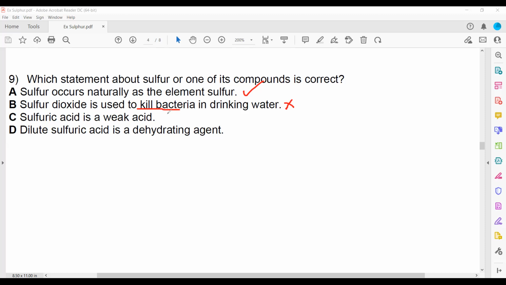Sulfur trioxide is a weak acid. That is also wrong. Dilute sulfuric acid is a dehydrating agent. Not dilute, it is concentrated sulfuric acid that is used as a dehydrating agent. Concentrated means it contains less water. Dilute means it already contains water, so it cannot be a dehydrating agent. So concentrated sulfuric acid can be used as a dehydrating agent but not the dilute. So statements B, C and D are incorrect.